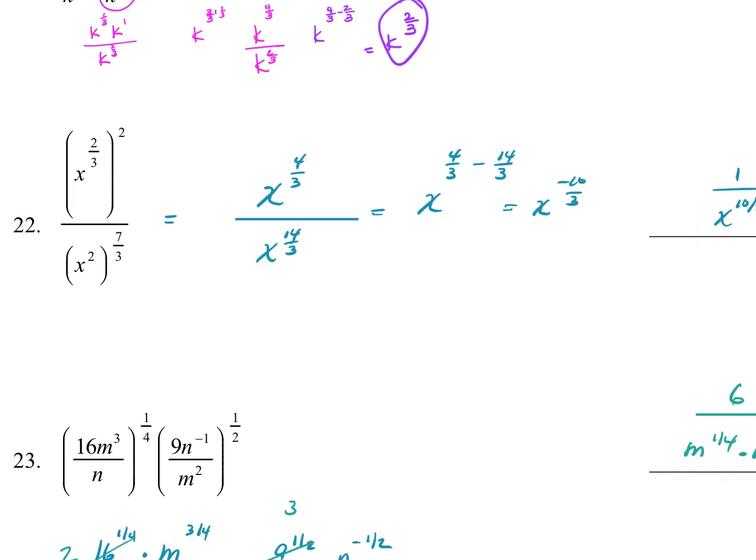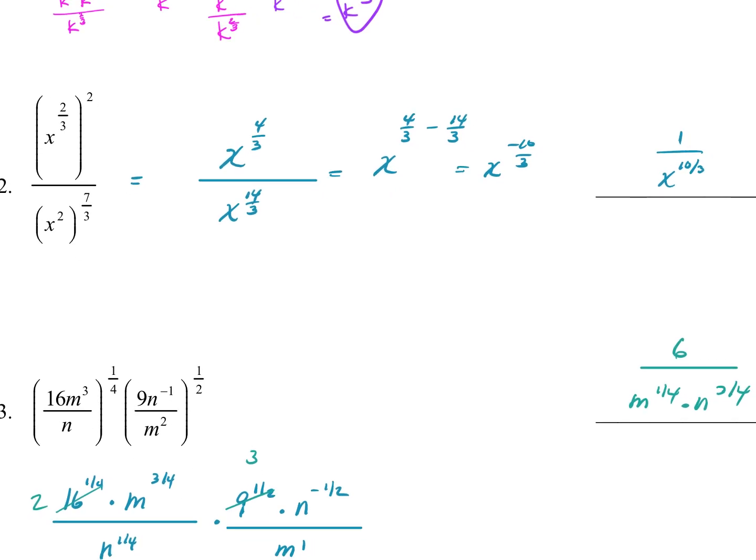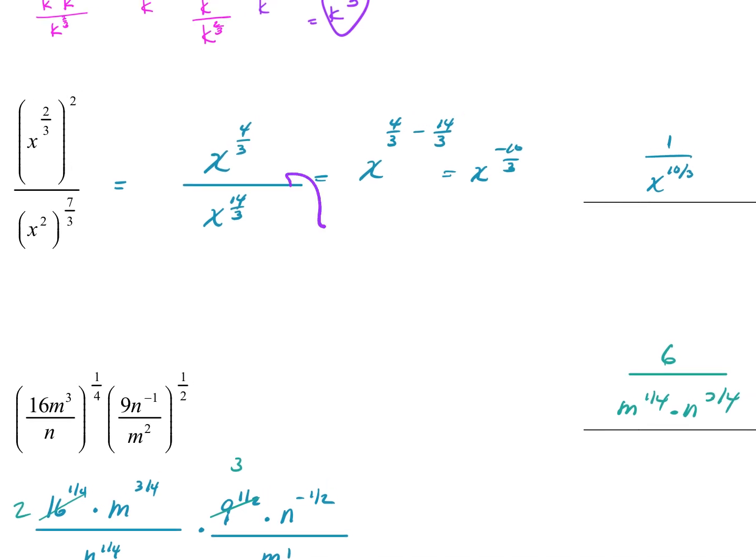All right, 22, I would have distributed the exponents first. That gives me x to the 4 thirds in the top and x to the 14 thirds in the bottom. 14 thirds is bigger than 4 thirds, so we subtract. From here, you could have done 1 over x to the 10 thirds by subtracting it and keeping it in the bottom. Or, like this is Miss Ferrier's work, she subtracted it and then it was negative, so she moved it to the bottom. You kind of have that choice. Either subtract it, keep it where it's bigger, or subtract it, and then if it's negative, move it.